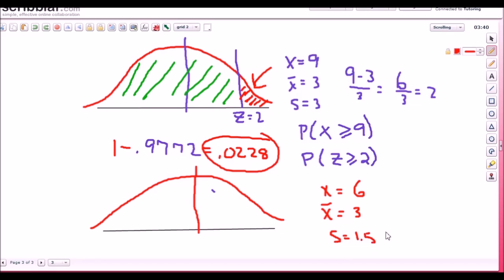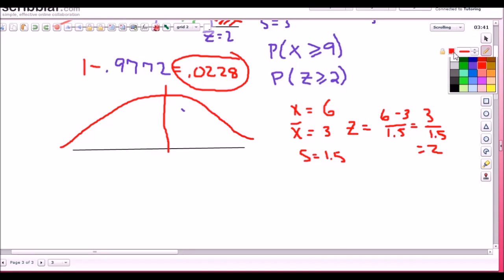All right, so standardized z-score. Z equals 6 minus 3 over 1.5. So we end up with 3 over 1.5, which is 2 again. So that equals 2 again. Huh. It's kind of odd. It can happen. And like I said before, the way these numbers are worked out is purposely that way, so you can see the different ways the probabilities come up.